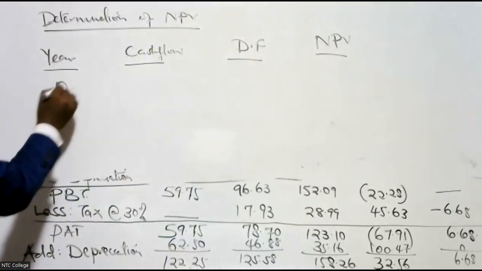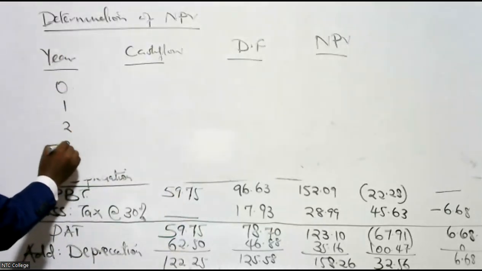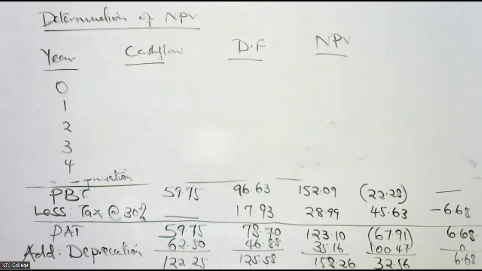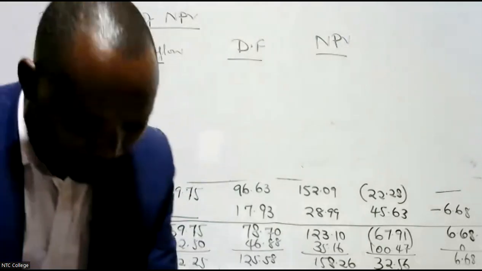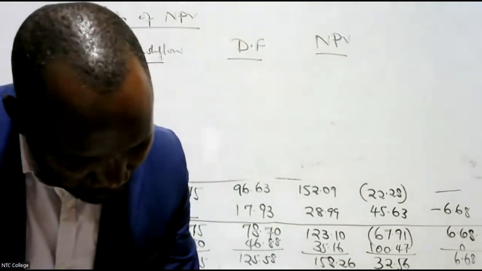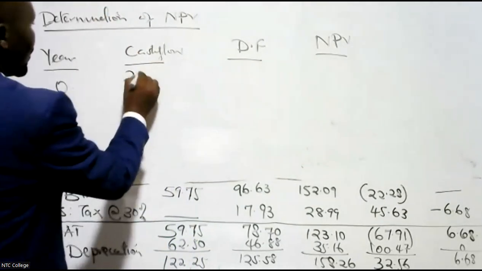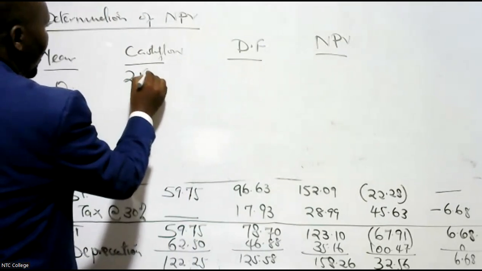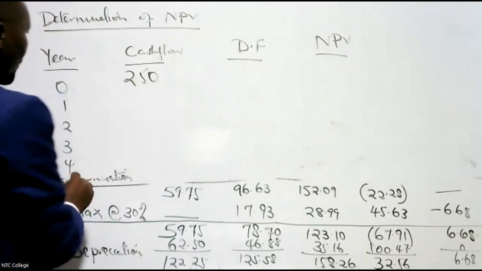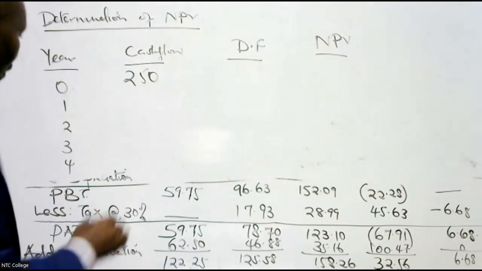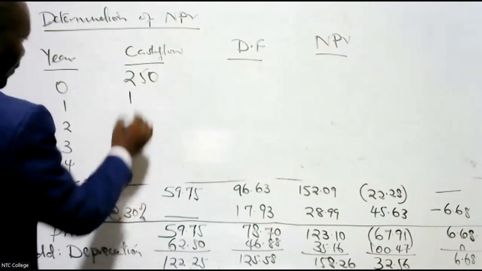We can start with year 0, 1, 2, 3, 4. So year 0, cash flow. What were we told the investment was? Investment amount was 250. So the cash flow in year 0 is 250. They are now in thousands. So we have that 250. Cash flow for year 1.